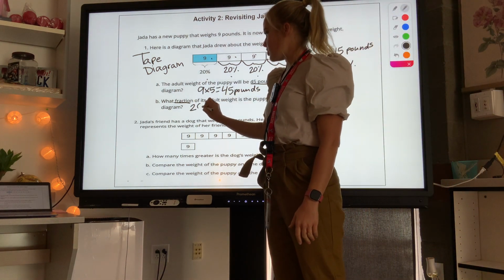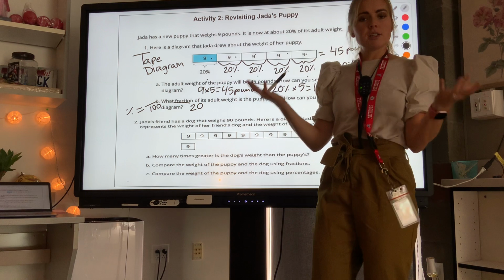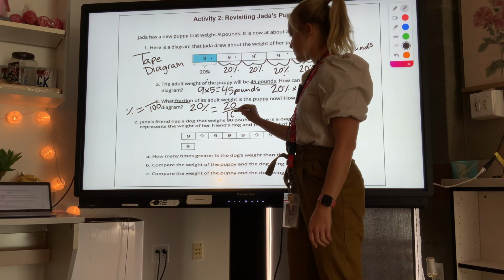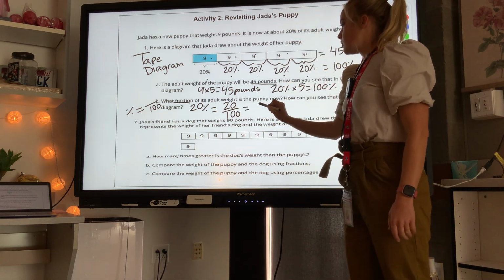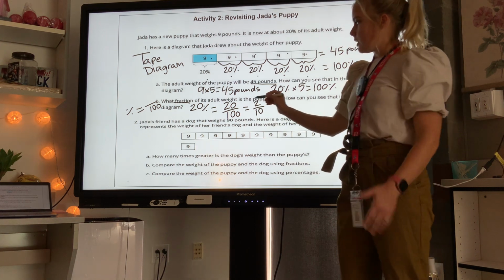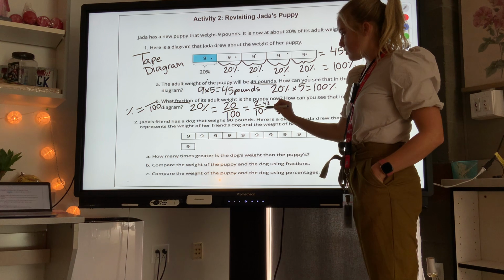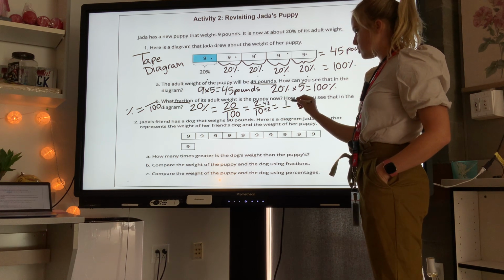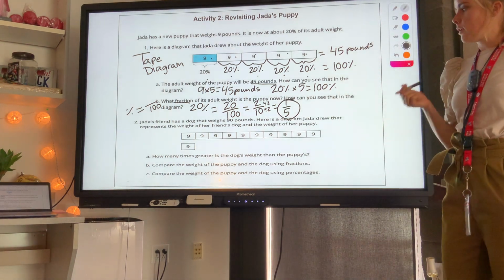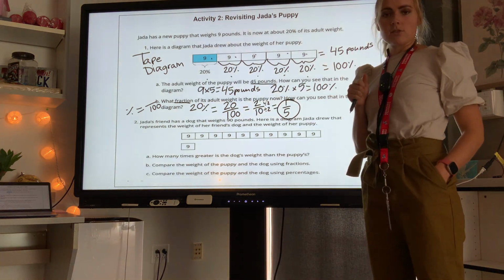First, one way we can write a fraction, anytime we have a percent, is as a number over 100. So if we have 20%, then that 20% equals 20 over 100, which we could simplify by dividing the top by 10 and the bottom by 10 to get 2 over 10, which we could also simplify since we can divide them both by 2, to be 1 over 5. So 1/5 of its adult weight, because 20% is 20 over 100, which equals 2/10, which equals 1/5.